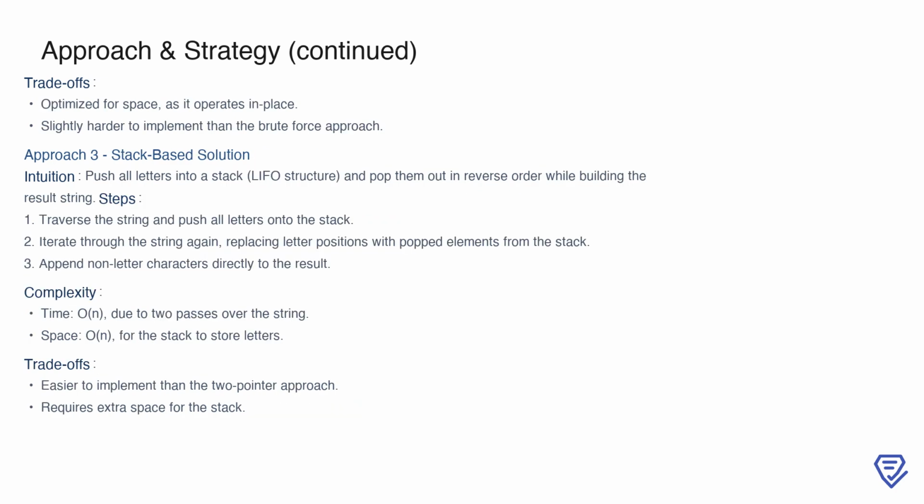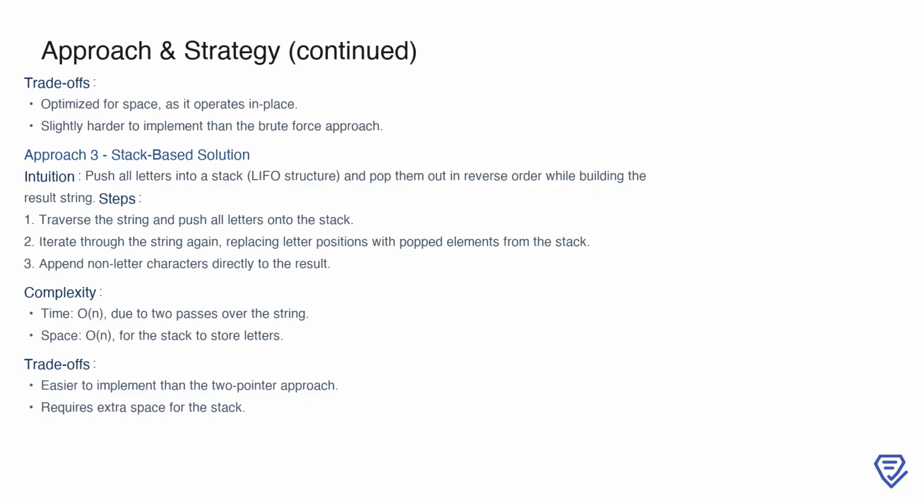Although the 2 pointers approach is optimized for space, it can be slightly more challenging to implement compared to brute force. Another alternative is the stack-based method, which combines simplicity with a structured way of reversing letters. In this approach, we push all the letters onto a stack, which automatically reverses their order due to its last in, first out behavior. Then, as we iterate through the string again, we replace the letter positions with the letters popped from the stack while appending non-letters directly to the result.